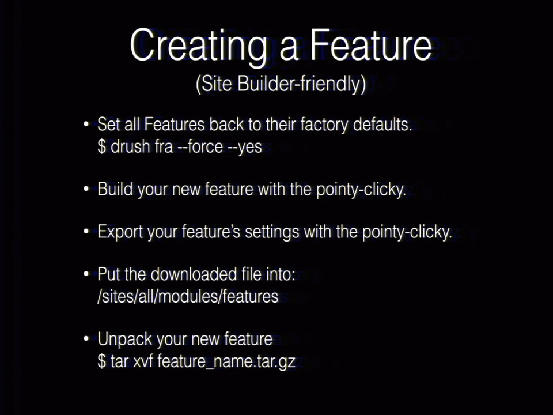Go ahead and download that tarball and put it into your directory structure, which may vary slightly. I've said sites, all, modules, features. You may not have a subdirectory called features that you're putting them into. Then go ahead and unpack that tarball. So now you've got the feature created, and it's in a fresh branch. Remember, we did that on the previous screen.